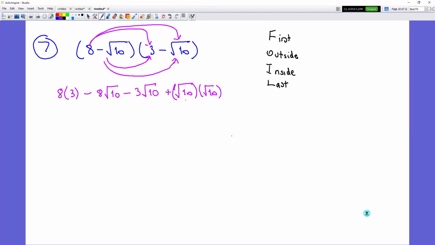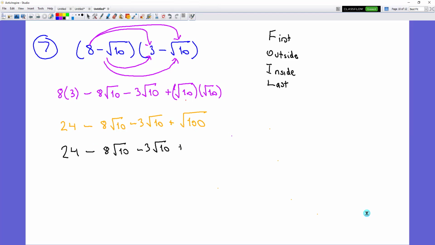Now, the next thing we'll do is try to simplify this. So we have, of course, 8 times 3 at the beginning. So 8 times 3 is 24. Then I'm just going to drop down the next parts, -8 square root of 10, -3 square root of 10. Then we have here plus the square root of 10 times square root of 10. Well, 10 times 10, remember, is 100. So it's going to be the square root of 100. Okay? All right, so it'll be square root of 100. So now all we have to do at this point is simplify the square root of 100, because we can, because the square root of 100 is just going to be 10.